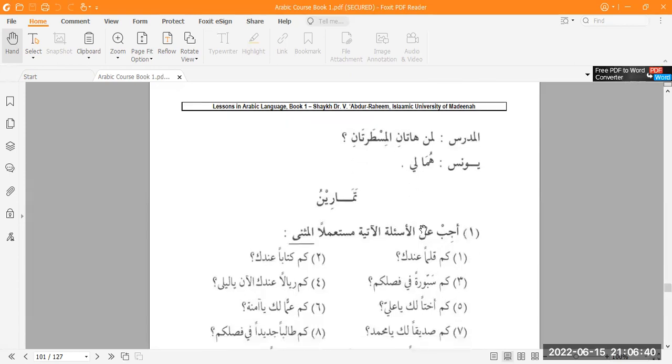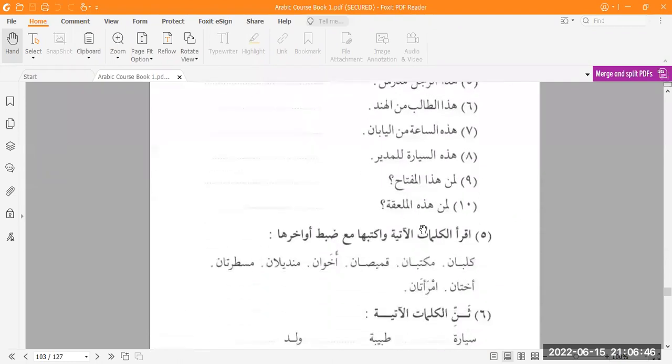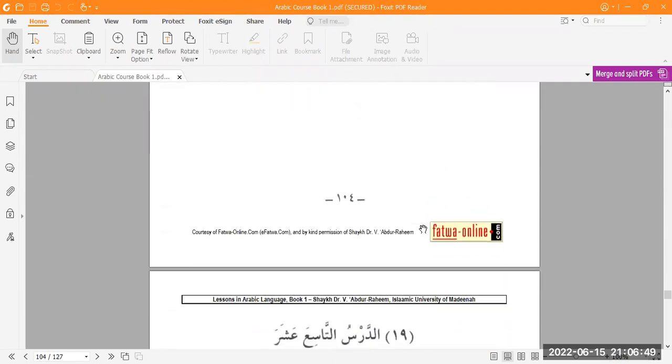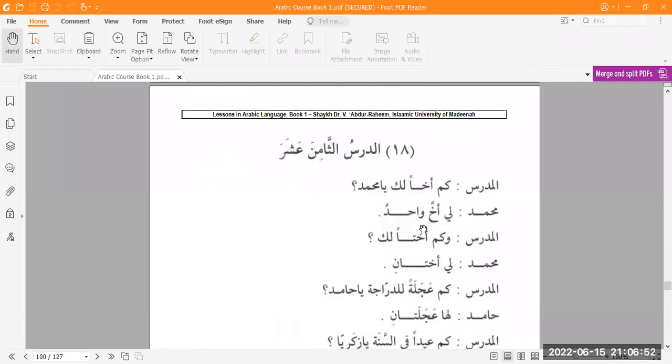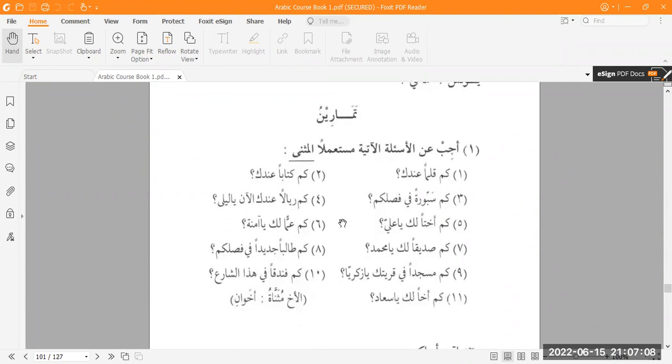So, I'm going to stop on this point here anyway. We've got a number of exercises that follow up from this point for the next few pages. We're on page 101. We'll continue on. Tamarinu exercises. Number one says, Ajib anil as'ilati al-atiyati musta'milan al-mathna. So answer the following questions using the dual form. 11 questions are posed to you. You need to answer each of them in a dual form. I'll do the first one for you.